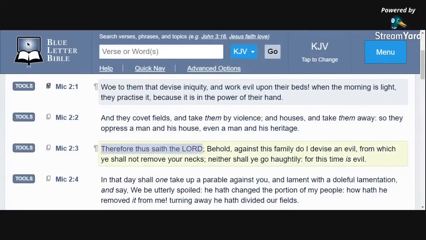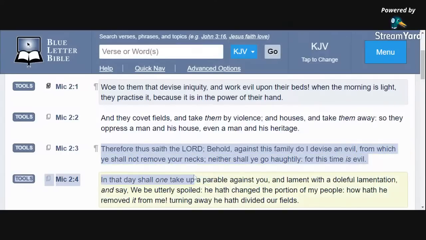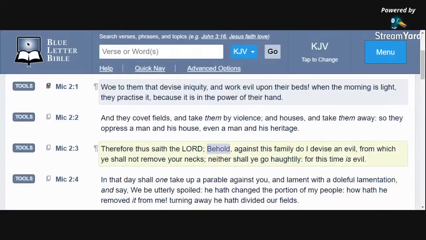Therefore, thus said the Lord, behold, against this family do I devise an evil, which ye shall not remove your necks, neither shall ye go heartily, for this time is evil. The Most High said, a family did this. Behold, against this family. What family is that? The family of Esau, Edom. They, the main ones, did it.